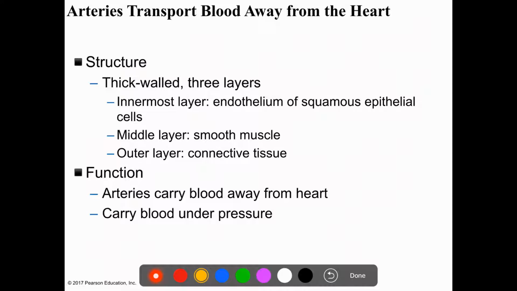Now, for the blood vessels. For the arteries, they are made out of three layers within their wall. The innermost one is made out of endothelium of squamous epithelial cells. Then we have the middle layer, smooth muscles, and the outer layer is a connective tissue. And in general, they would carry blood away from the heart, and they are carrying it under pressure. There is blood pressure associated with them.